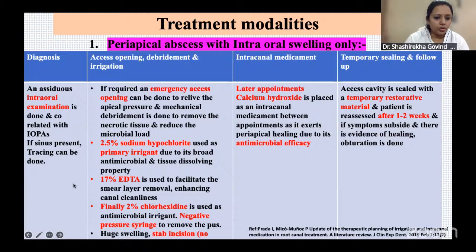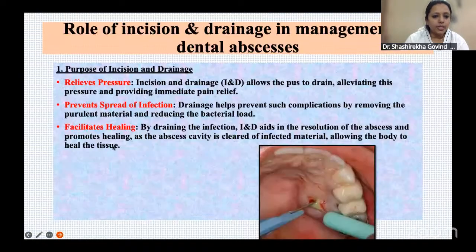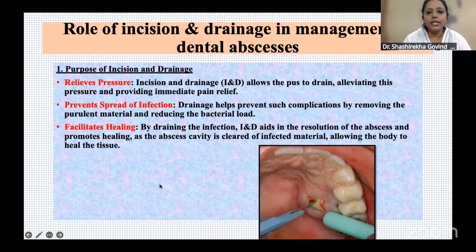Now let us go to the role of incision and drainage in the management of the dental abscess. So if there is intraoral swelling, how do you give the incision and drainage?